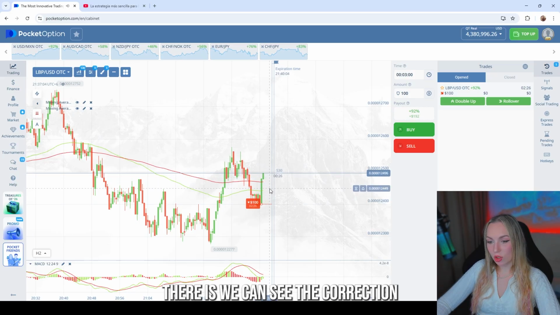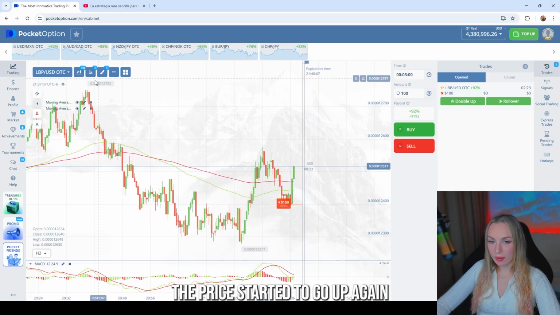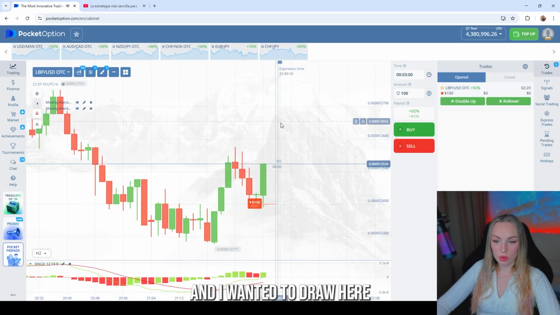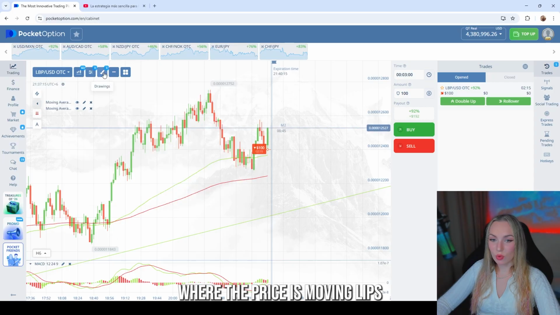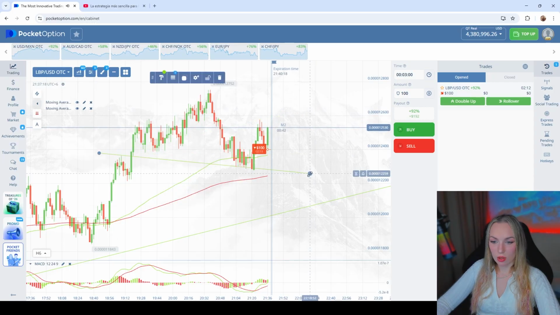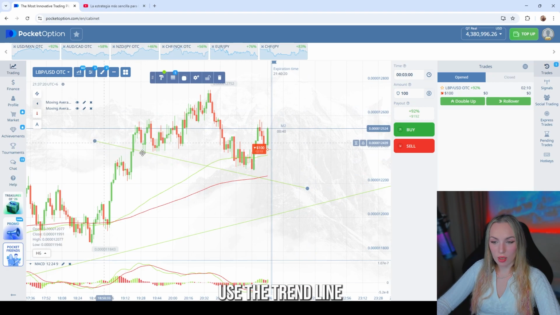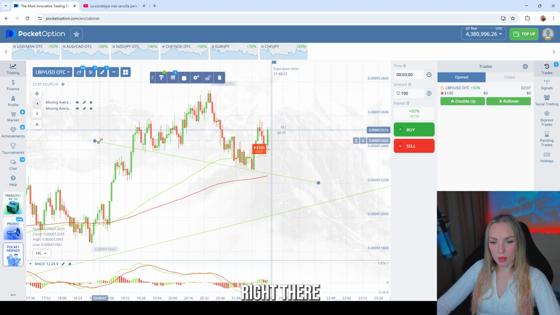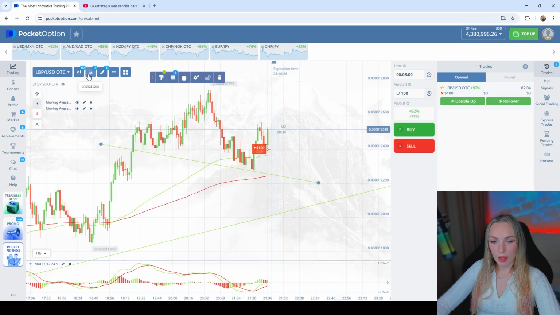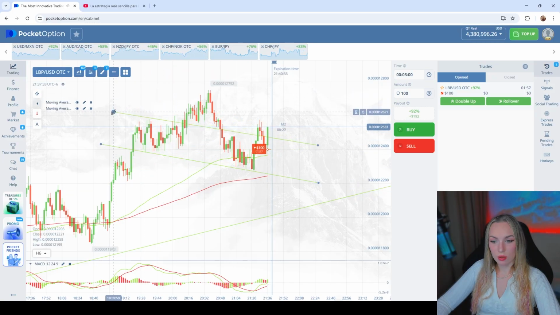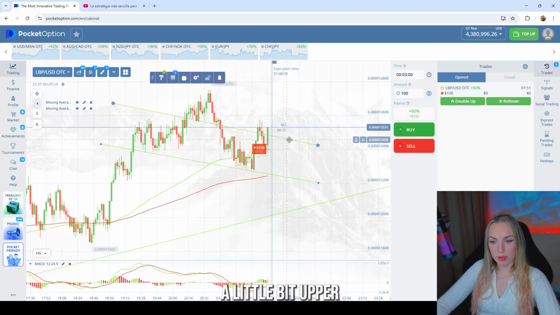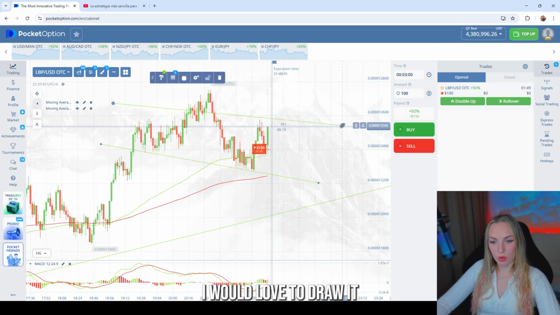We can see the correction. The price started to go up again. And I wanted to draw here the channel where the price is moving. Let's use the trend line right there. And the other one here. A little bit upper. I would love to draw it.